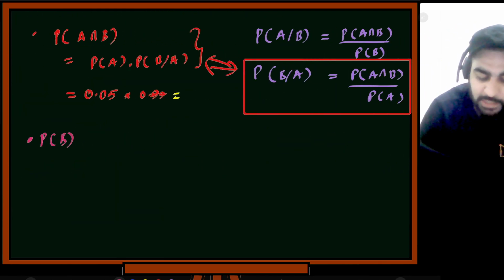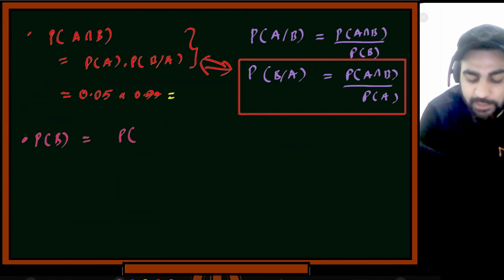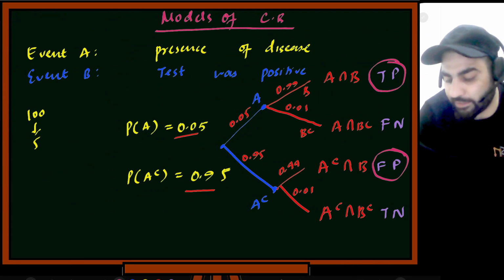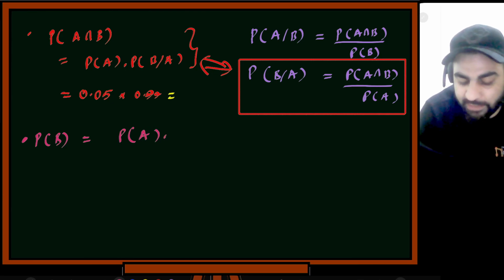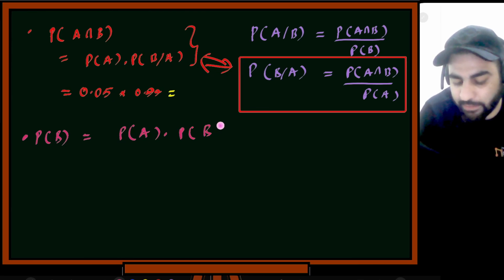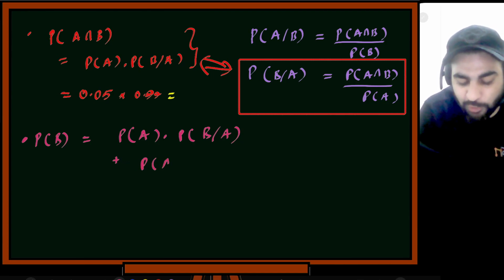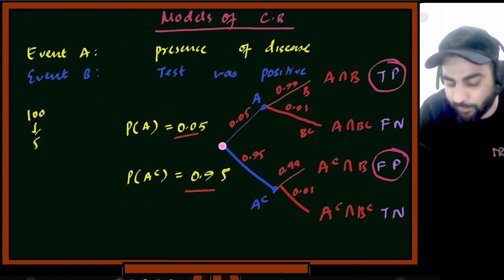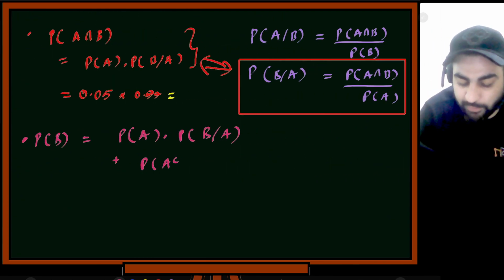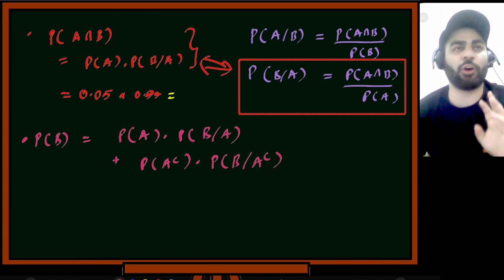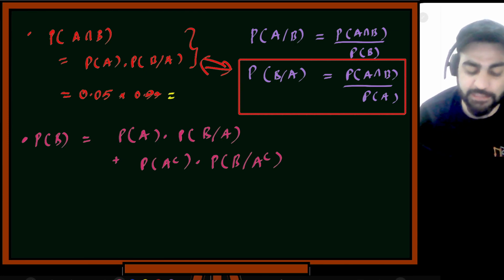So now probability of B is probability of A multiplied by probability of B given A. Then we'll also have plus probability of A complement, multiplied by probability of B given A complement. So these are the only two pathways in which I can get the test as positive.